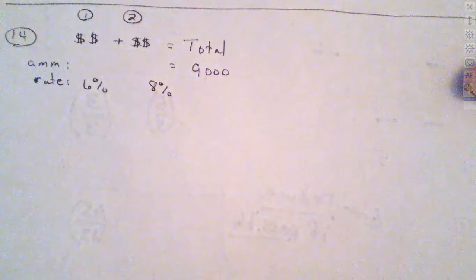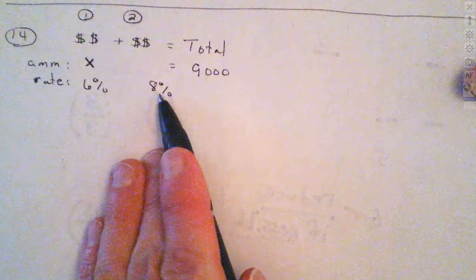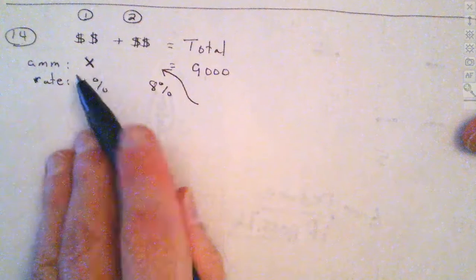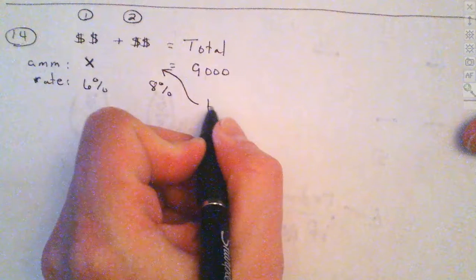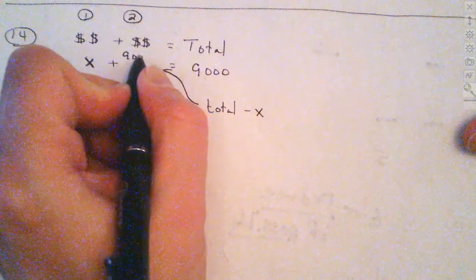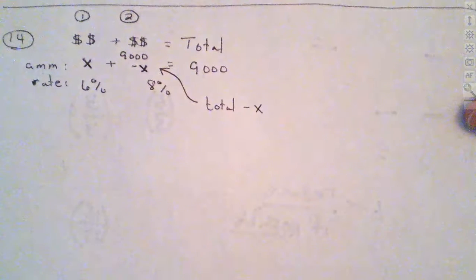Now, what do we know? Well, we don't know how much money is in the 6% account. So we're going to put an X there. And we also don't know how much is in the 8% account. Well, we can't just put another X there because they're not the same. So whenever you have a total and you don't know either one, you call the first one X, and the second one is the total minus X. So in our case, our second fund is going to be 9,000 minus X, because these are going to add together to give you 9,000, right? Because one is positive X, the other one's a negative X, and they're going to cancel out, and that's going to leave you with the 9,000.